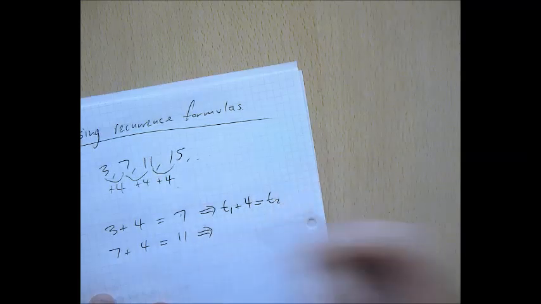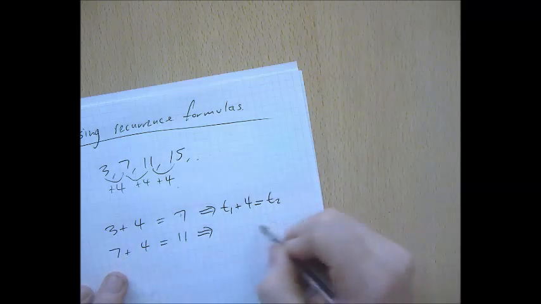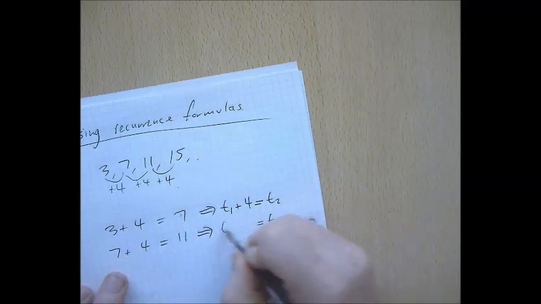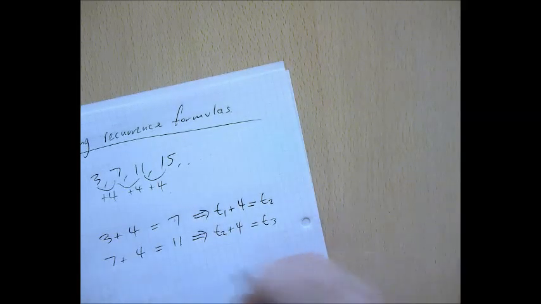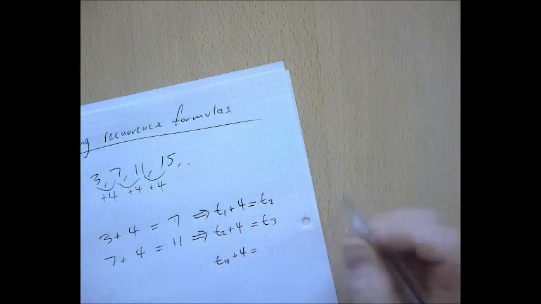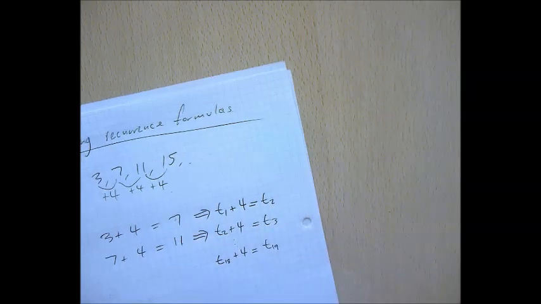And I'm going to say that the third term is equal to the second plus 4. And the 18th term plus 4 would be equal to the 19th term. You just spot that that's always one more than that, and just continue with some more examples.